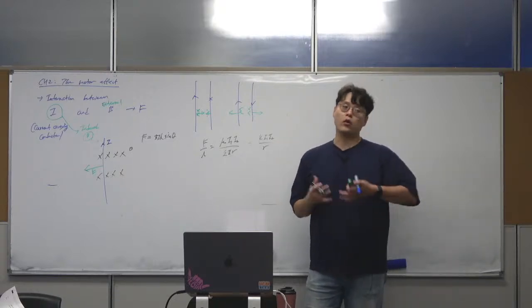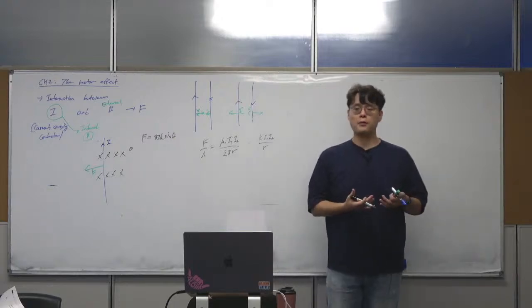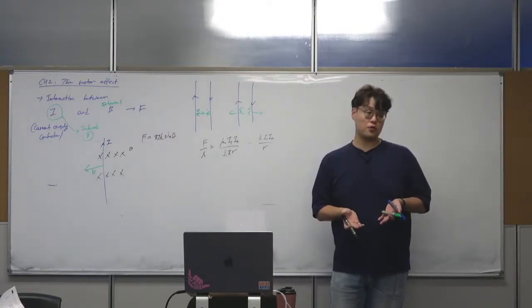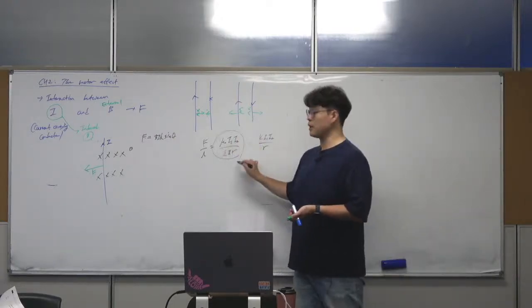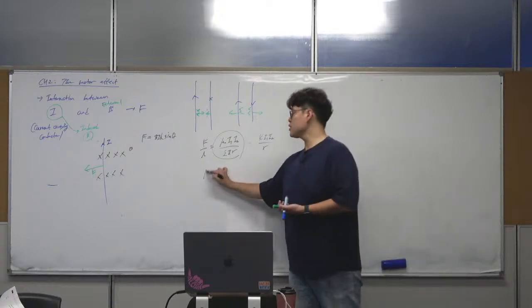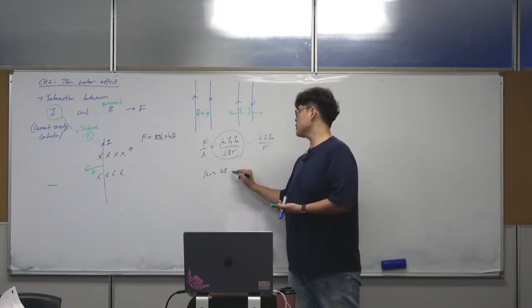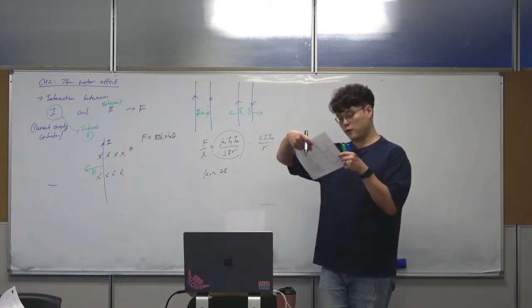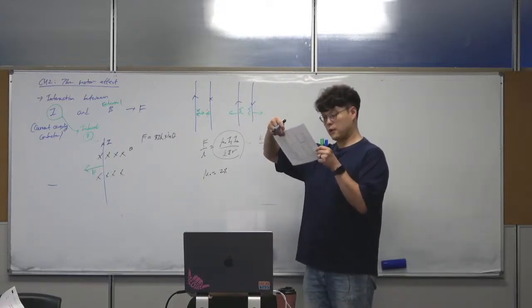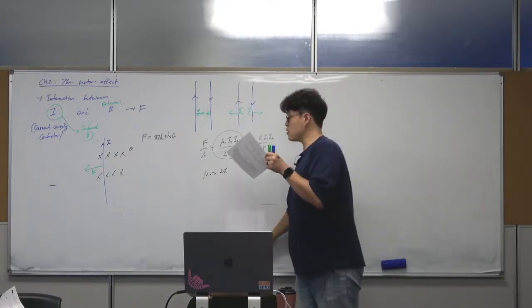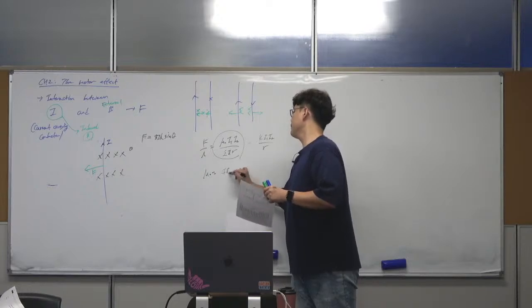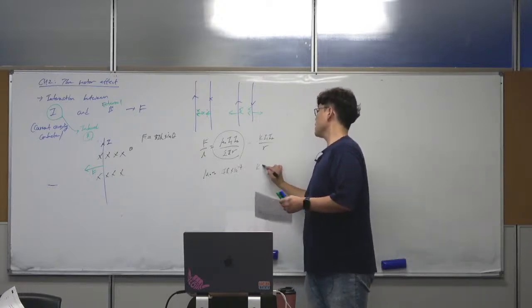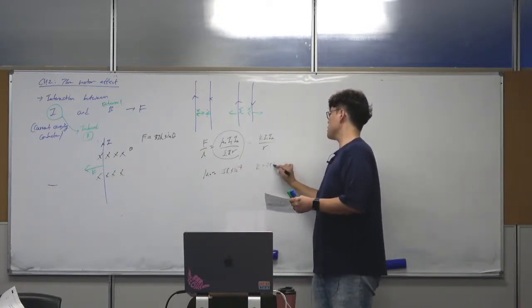That K is from an old-fashioned, old syllabus. You've probably seen it in really old textbooks too, but we prefer to use mu naught now. Mu naught is actually given on the formula sheet as 4 pi times 10 to the power minus 7. And K is therefore known as 2 times 10 to the power minus 7 too.